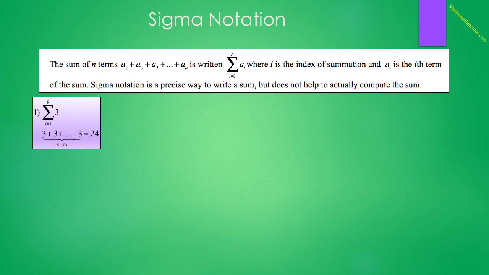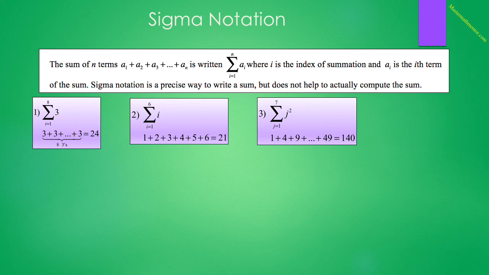So sigma i equals 1 to 8 of 3 means 3 plus 3 plus 3 plus ... plus 3, where we have 8 3's, and the sum is 24. Sigma i equals 1 to 6 of i means 1 plus 2 plus 3 plus 4 plus 5 plus 6, and the sum is 21.